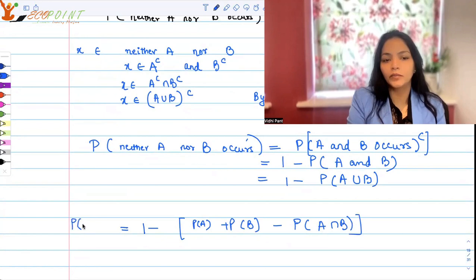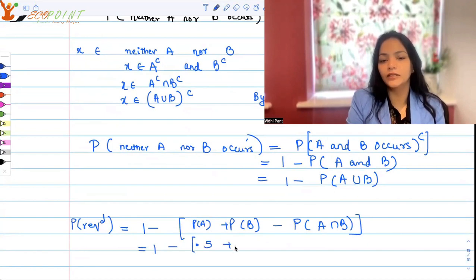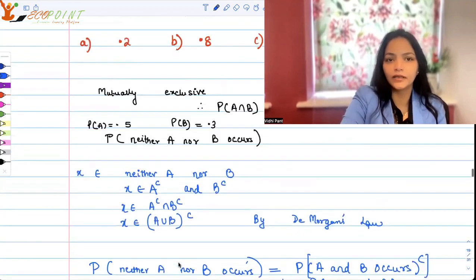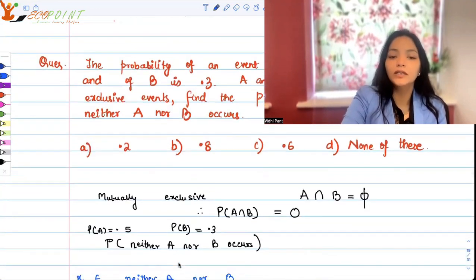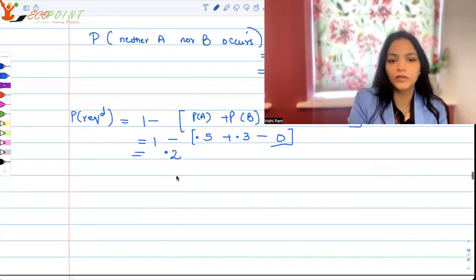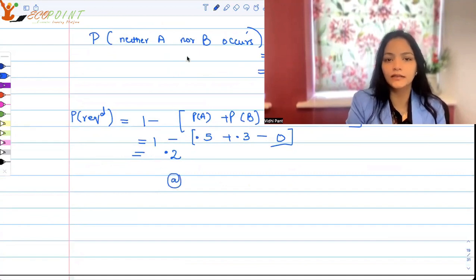The required probability is, we know what this is, 0.5. We know what this is, 0.3. And we know that this is 0 because they are disjoint, so the probability of intersection is 0. So hence you get 0.2 as the correct answer. Do we have an option? Yes, 0.2 is pretty much there. Option A is the correct answer.